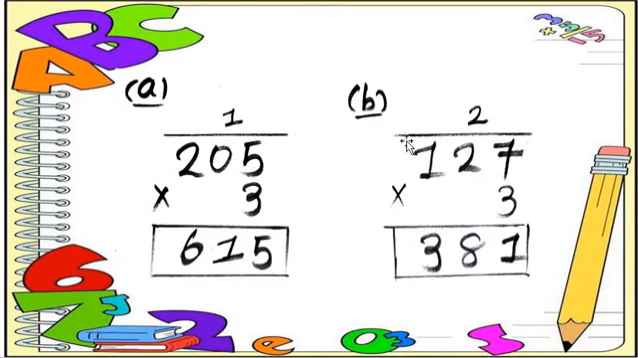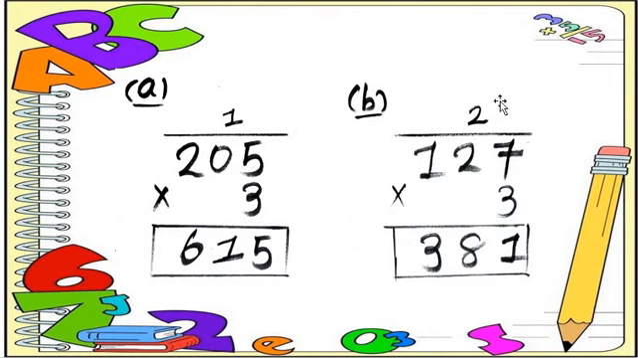Now let's check question number B. What is question number B? Again I am telling you, 127 multiply by 3. Understood. So what to do here? First of all, this 3 multiply with 7, then comes 2, then comes 1. So 3 7s are how many, all students? 3 7s or 7 3s are 21. Both are the same answer. Got my point all students? 7 multiply by 3 is equal to 21.